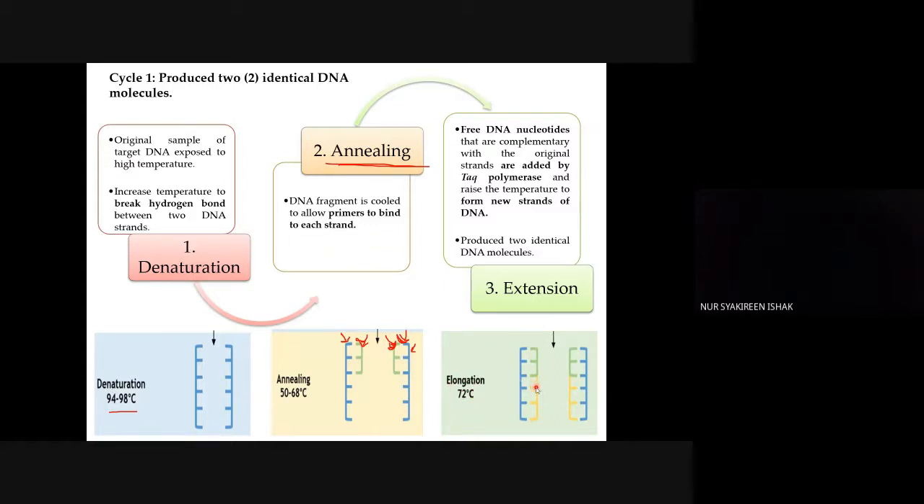So the Taq polymerase will add free nucleotides, which are the dNTPs, according to the template sequence. So it must complement. Taq polymerase must add DNA nucleotides complementary to the DNA template. Okay.